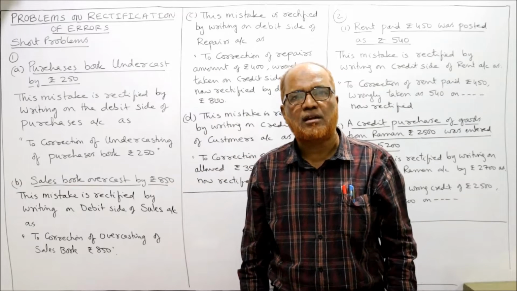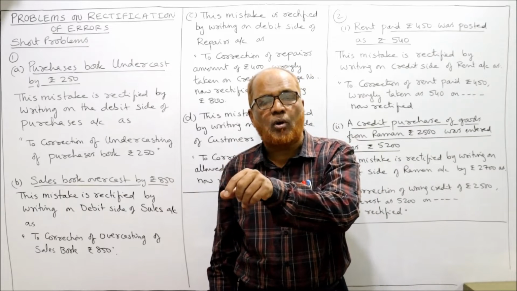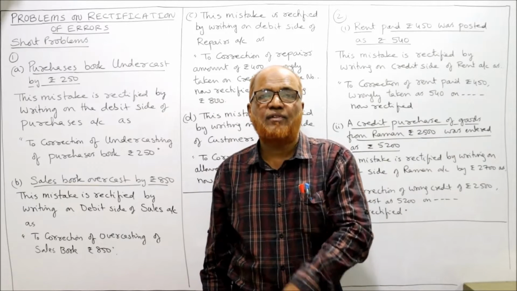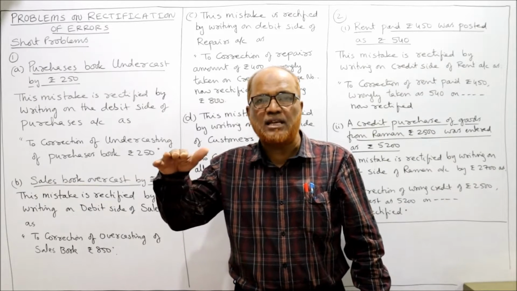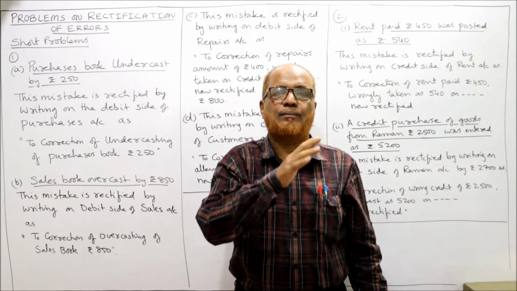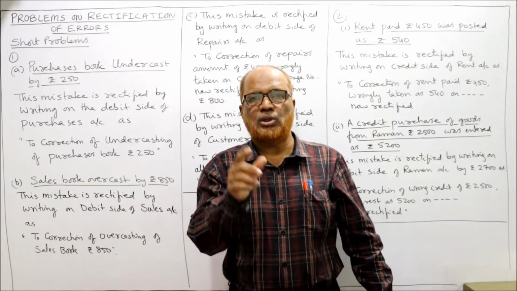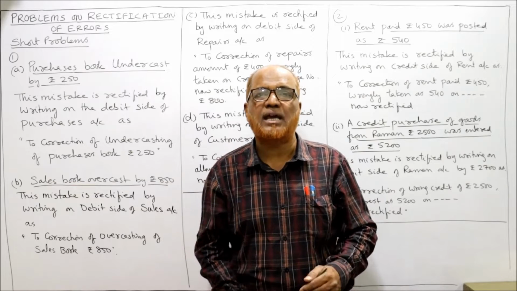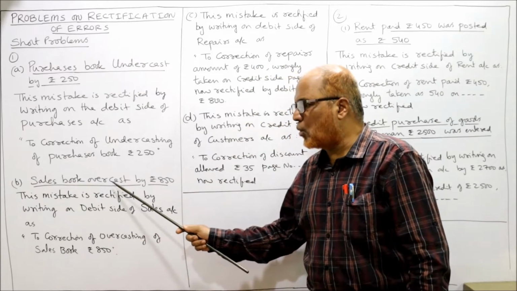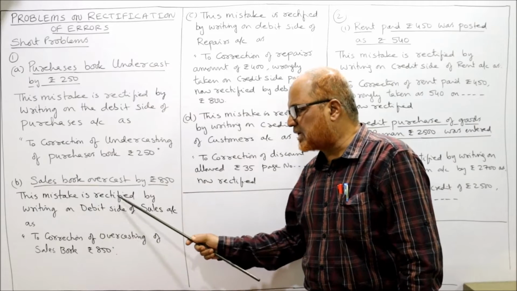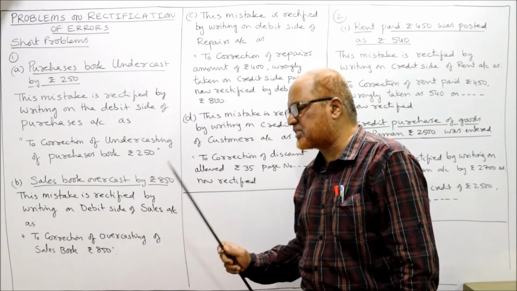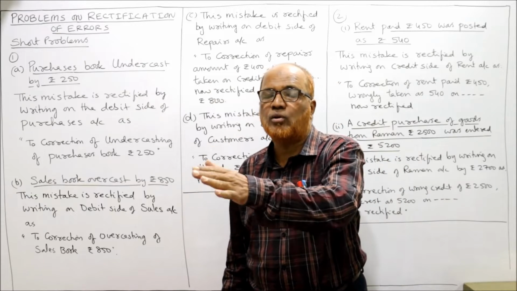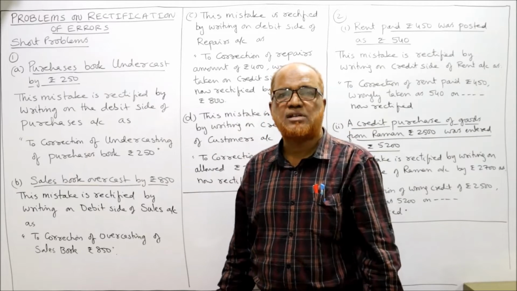Now how to rectify this error? Because credit side is taken more, now we have to debit the sales account. Because by mistake credit side is 850 rupees more. So to make it balanced, to rectify it, we have to debit the sales account. So this error will be rectified by debiting sales account by rupees 850. Now see here, sales book overcast by rupees 850. This mistake is rectified by writing on debit side of sales account. Because by mistake we have taken more amount on credit side. Now we have to make it correction, debit side. Debit side you take 850.